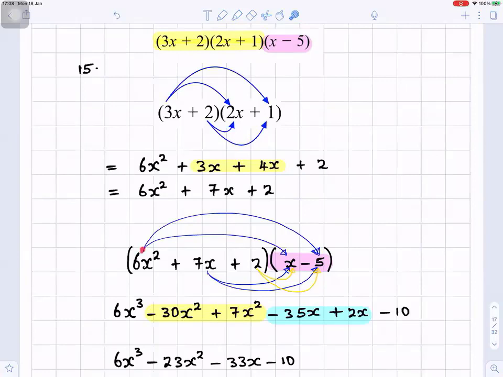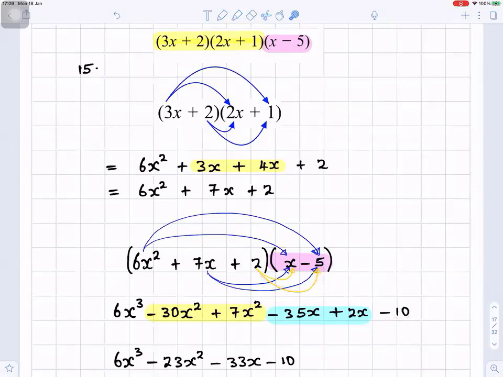So 6x squared, you multiply with x first, it gives you 6x cubed, because there's x squared there plus the 1x, it gives you cube. 6x squared times 5, it gives you 30x squared, and it's minus because it's minus 5. We go now to 7. 7x times x gives you 7x squared. 7x times minus 5 gives you minus 35x. 2 times x, it gives you 2x. And 2 times minus 5 gives you minus 10.